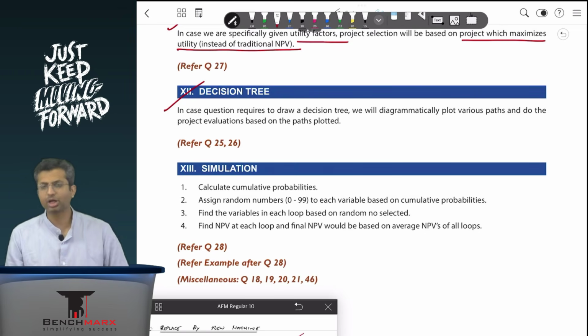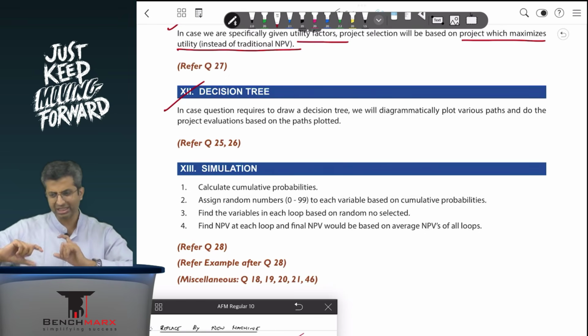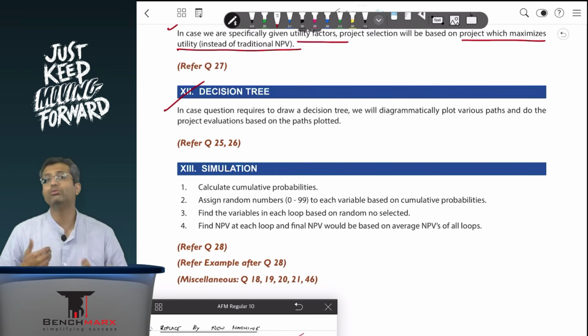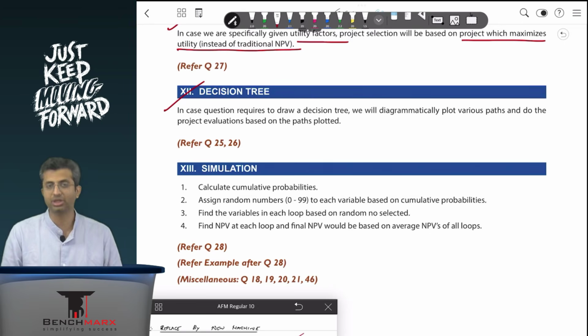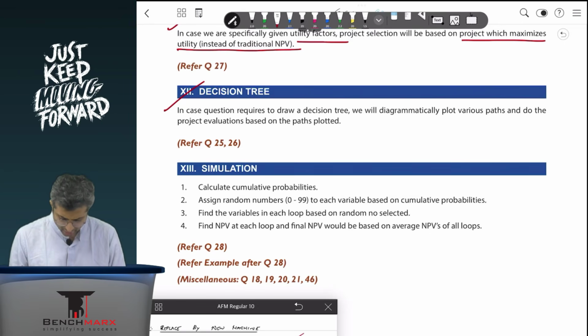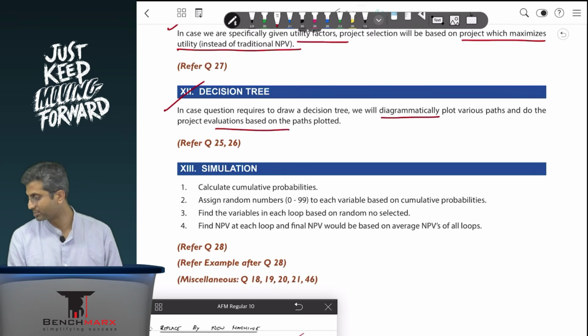However, in the question that we will do, which is there in your material, there are multiple points to decide, in which case at every decision point, you have to calculate, evaluate and comment on what should be the appropriate decision. So we will diagrammatically plot various paths and evaluate based on the respective paths.